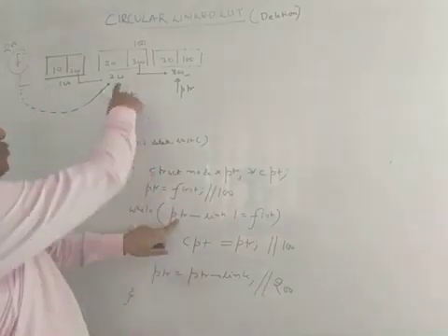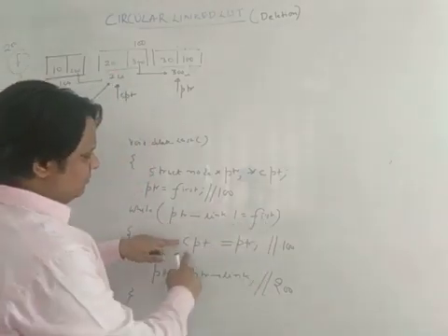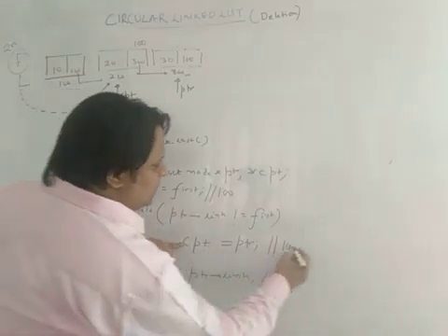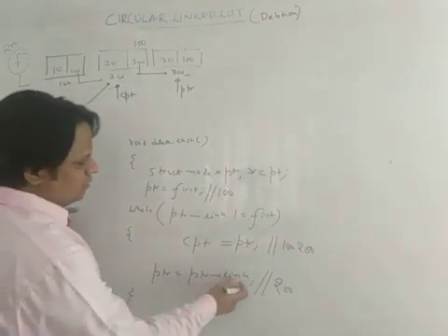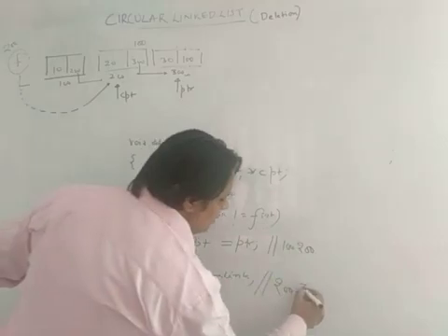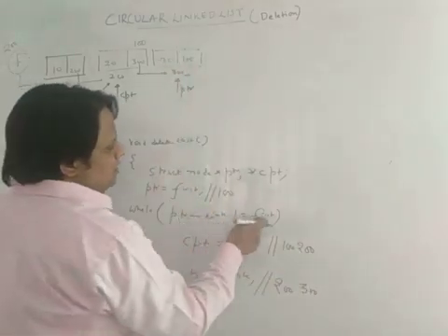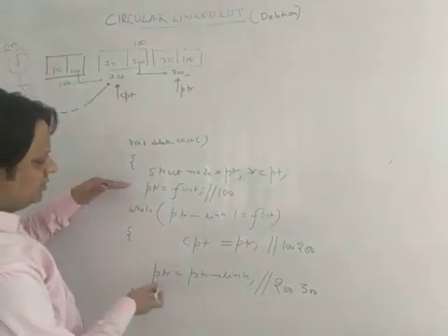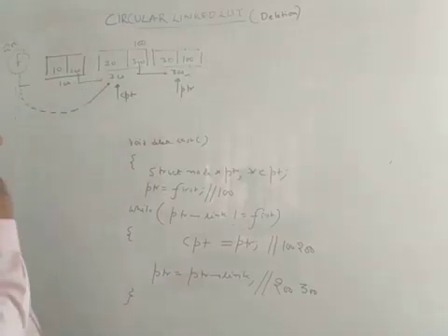Now PTR arrow link: 200 arrow link is 300. 300 not equals to 100, condition true. CPT is equal to PTR. What is the value of PTR? 200 is the value of PTR, right? So CPT is equal to PTR means the value of CPT is now 200, and PTR is equal to PTR arrow link. Since the value of PTR is 200, 200 arrow link is nothing but 300. Now 300 arrow link is 100. So 100 not equals to 100, condition becomes false, and you will come out of the loop. At this point of time, your PTR is pointing at 300 and your CPT is pointing at 200.